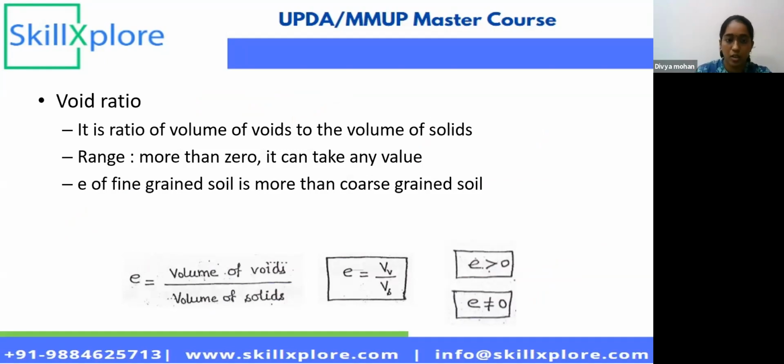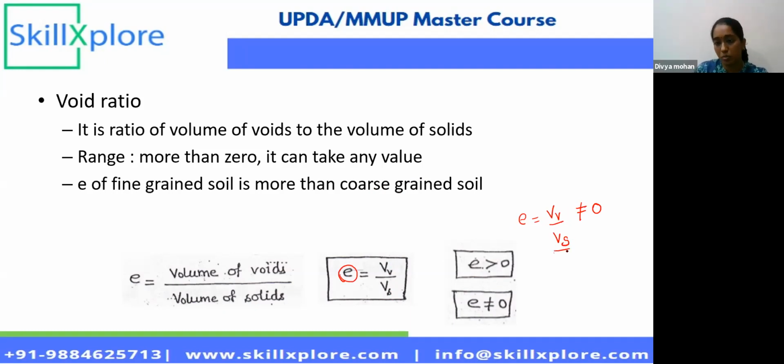So void ratio is the volume of voids to the volume of solids. It is termed e, so e is equal to Vv by Vs. While compacting to a greater extent, this Vv will not be equal to 0. Whichever force we are using, even a heavy force, the volume of voids will not be equal to 0. It may approach 0, but it will not be 0 in any case.